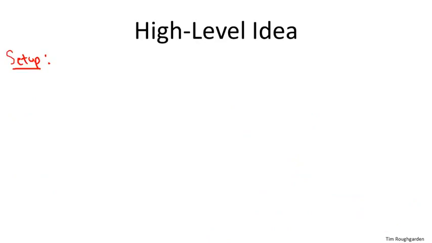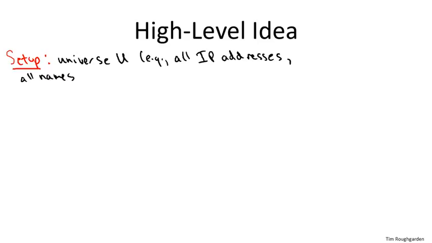So first let me say exactly what the setup is. The first step is to identify all the things that you might want to be storing. In other words, the universe of your application. So this would be something like all possible IP addresses, of which there's 2 to the 32. All possible names you might encounter, perhaps with a maximum of, say, 30 characters. All possible configurations of a chessboard, and so on.